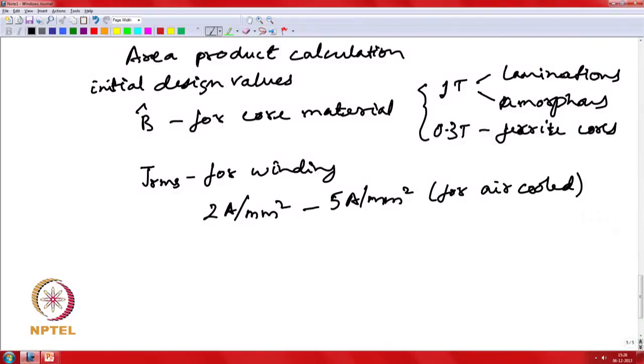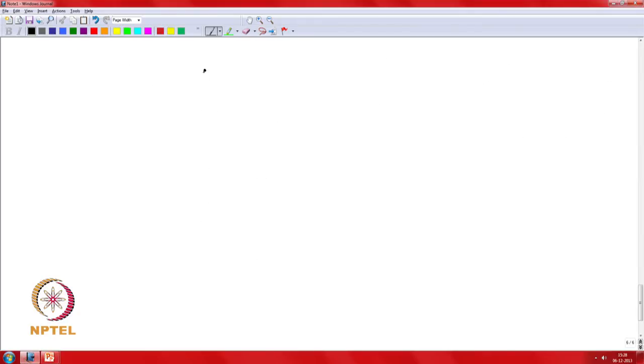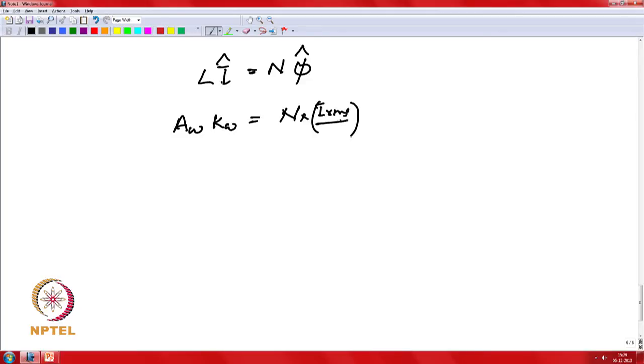So we know that the starting point for the design is essentially L I hat is N times your peak flux flowing through the core. You could also then make use of these two expressions. One is about the winding window area. The winding window area A_W times your utilization of the window, K_W, the window utilization factor, is essentially the number of turns times the cross-sectional area of each turn, and the cross-sectional area of each turn is essentially I_RMS divided by J_RMS.